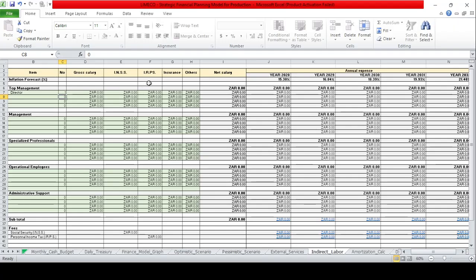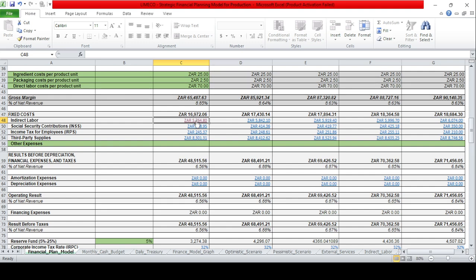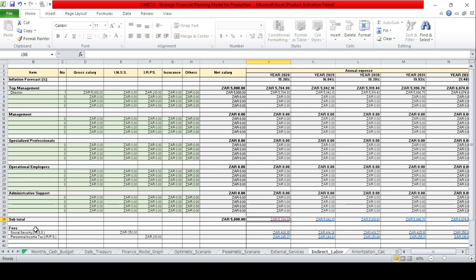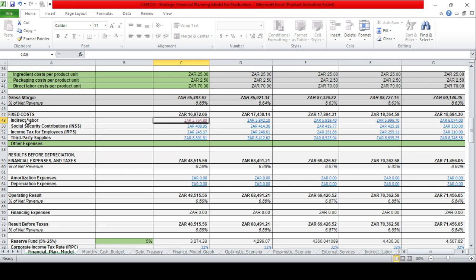One tax income is, for example, gross salary. For example, 5,000 rands. Automatically here we have social security, personal income, labor, indirect labor. All these go together to the financial planning, as you see here. Indirect labor, social security, income tax for employees.